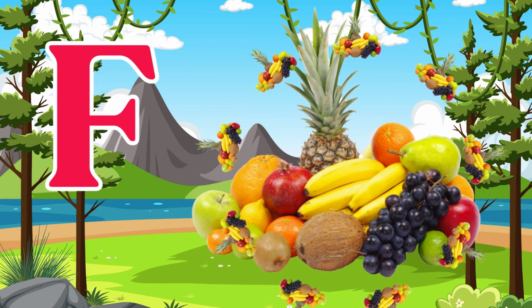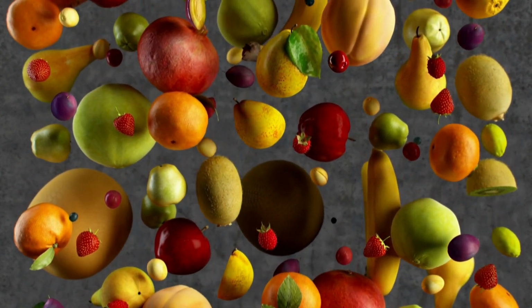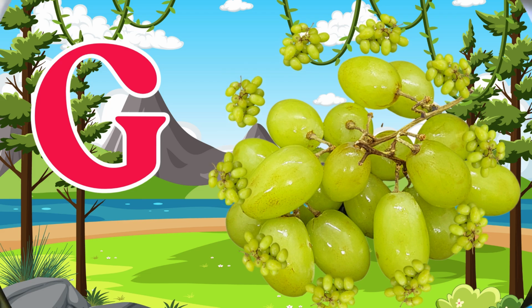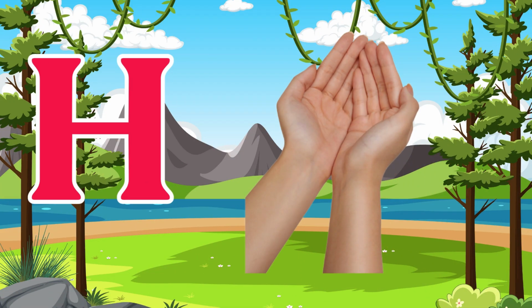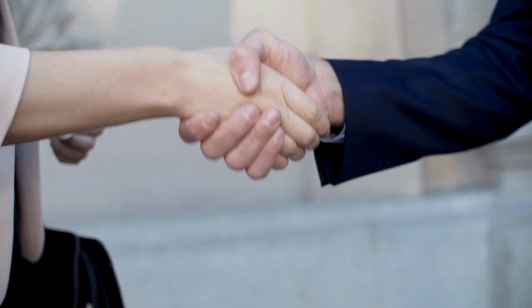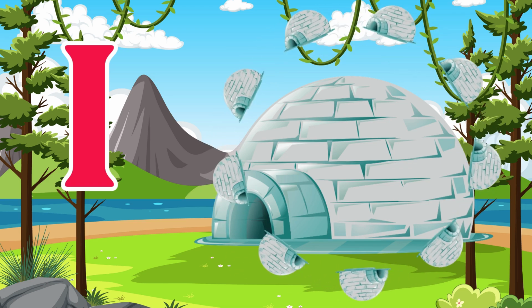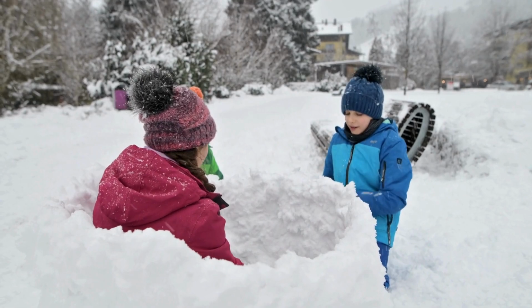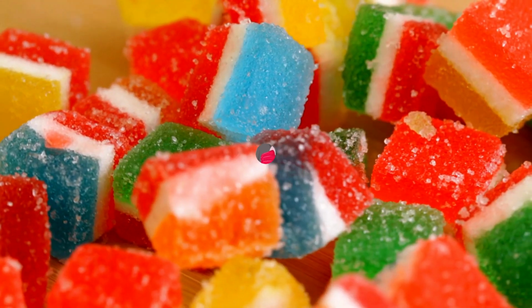F for fruits. G for grapes. H for hand. I for igloo. J for jelly.